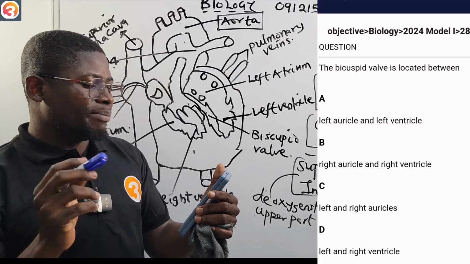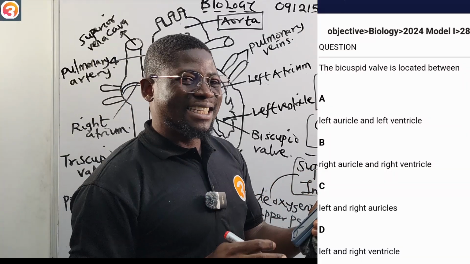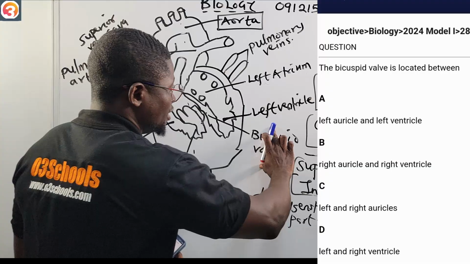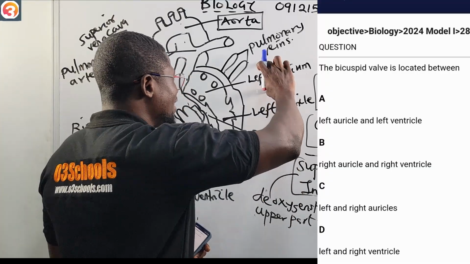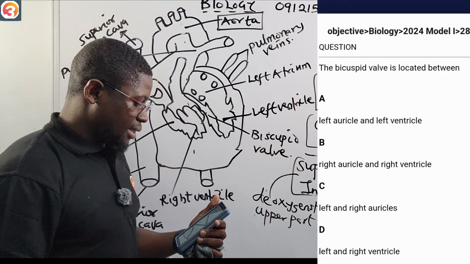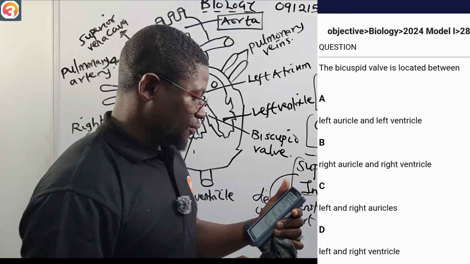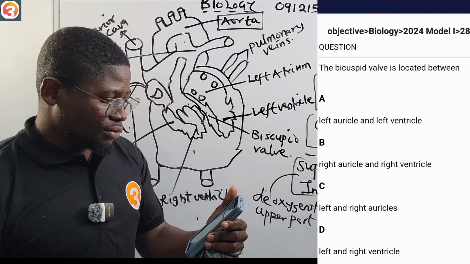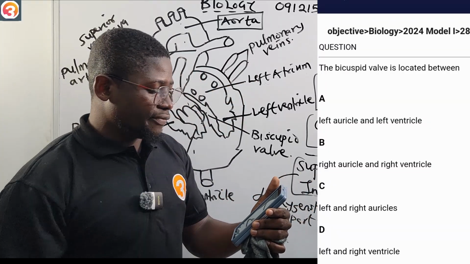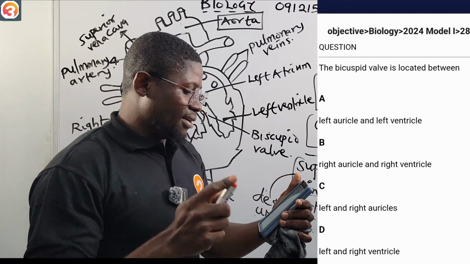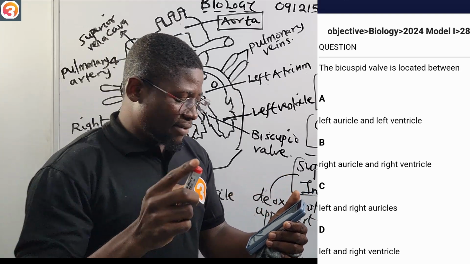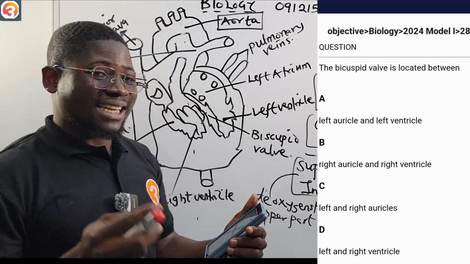Now, 2024, number 28. The bicuspid valve is located between, it controls blood flow between the left atrium and the left ventricle. A says left auricle, left ventricle, correct. B says right auricle, right ventricle, wrong. C says left and right auricles. D says left and right ventricle, very wrong. The correct answer is option A.